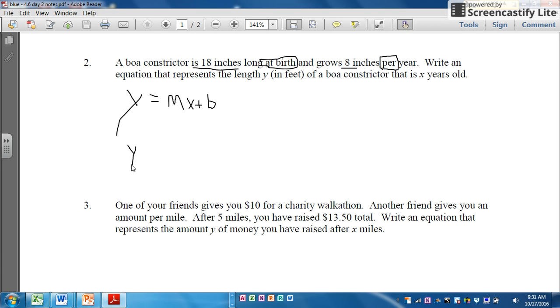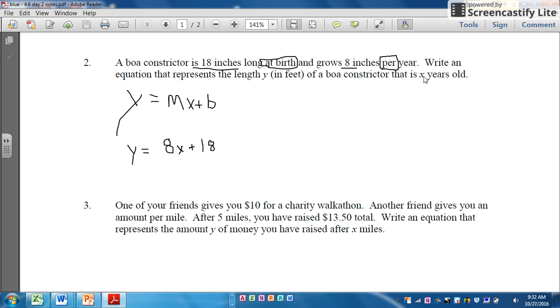Okay. So y is equal to m, the slope or the rate. So this per, P-E-R, tells us that it's 8 inches per year. So 8 times x plus, now we also know that they are not born at 0 inches long. So when it was born, it was already 18 inches long. So when the time is 0, the day it was born, it was already 18 inches long.